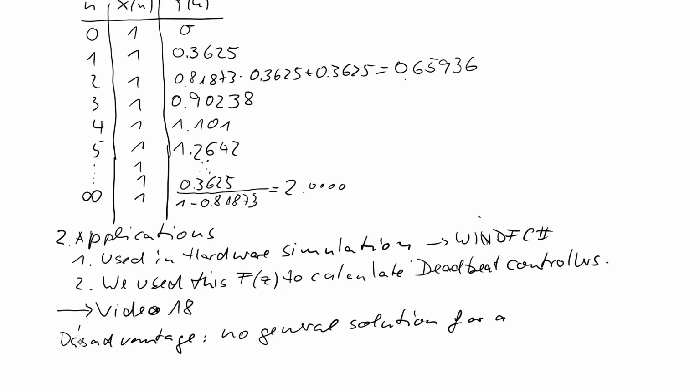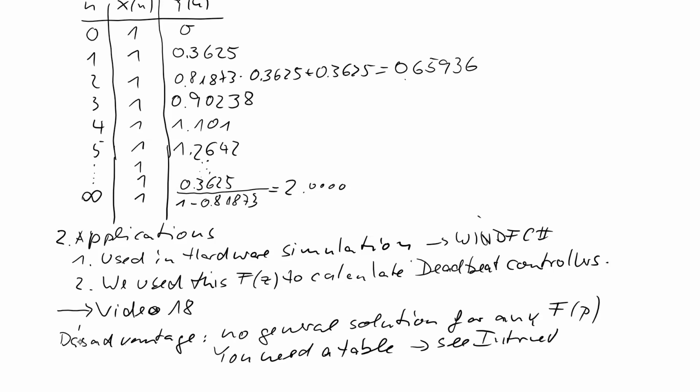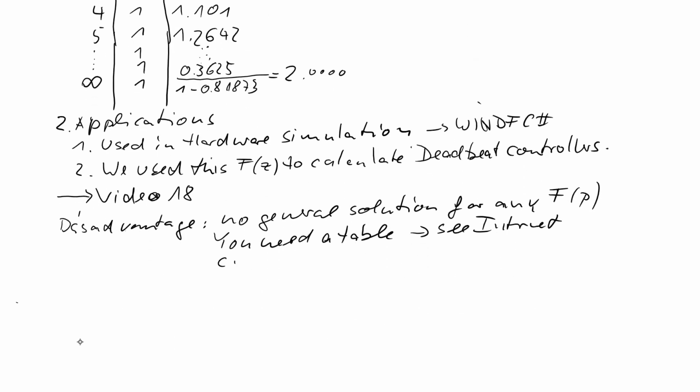for any f of p. You need a table. Of course, you can find many tables on the internet. If you Google this, no problem. You can find big tables and so on. But then the conversion must be done manually. I have no mathematical tool who can do this automatically. Conversion must be done manually.